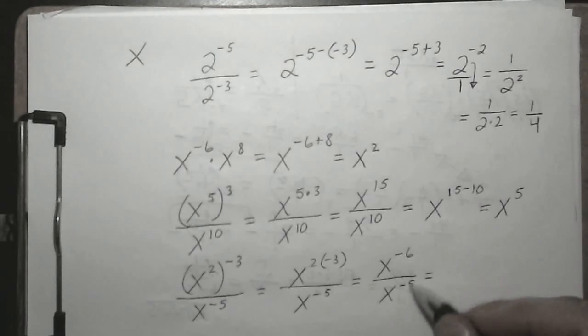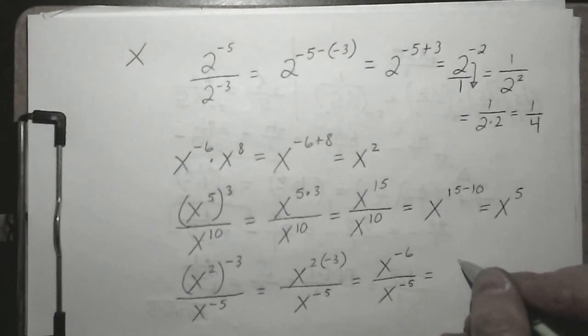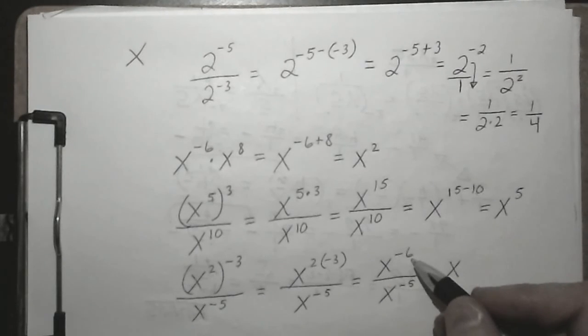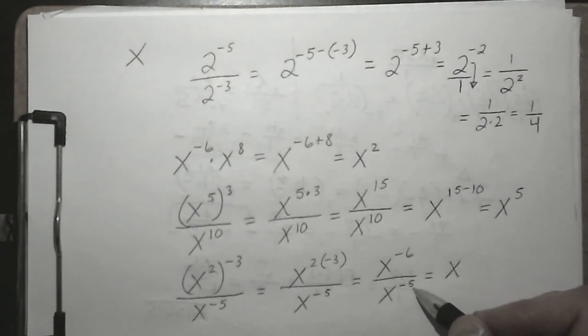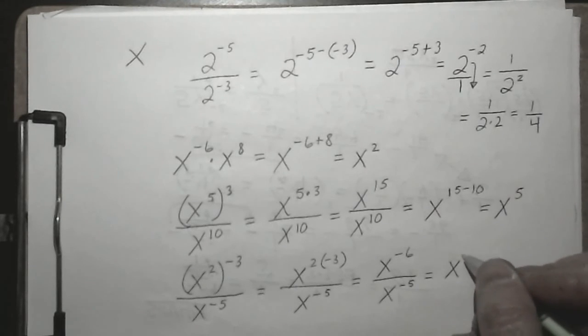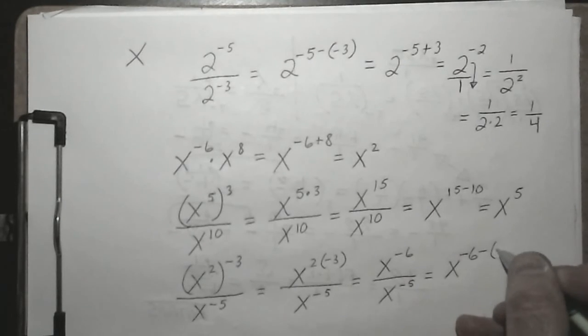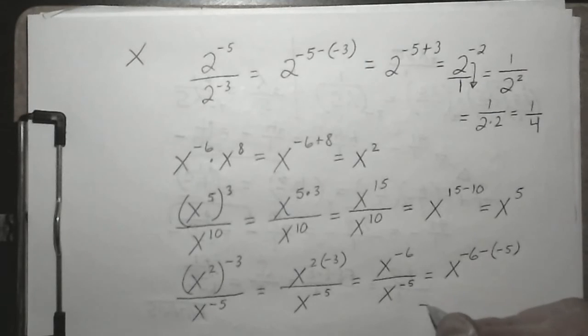Now when we divide like bases, we keep the base the same and we subtract the exponents, taking the numerator exponent and subtracting off the denominator exponent. So we have x to the negative 6 subtract negative 5 power. In which case we will have x to the negative 6 subtracting a negative 5 is like adding a positive 5. Hence we have x to the negative 6 plus 5 power, which is x to the negative 1 power.